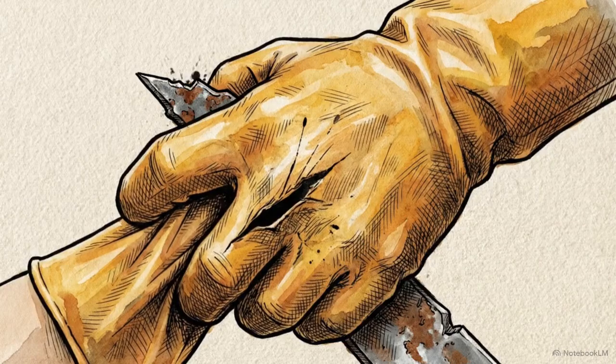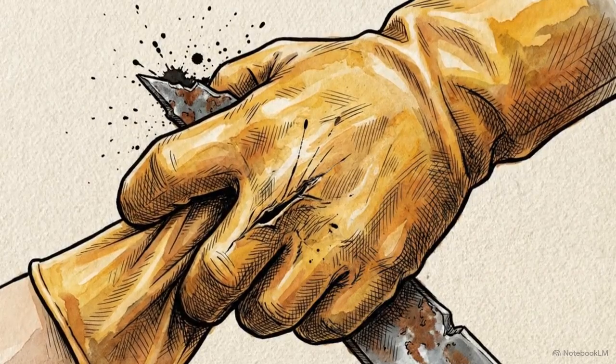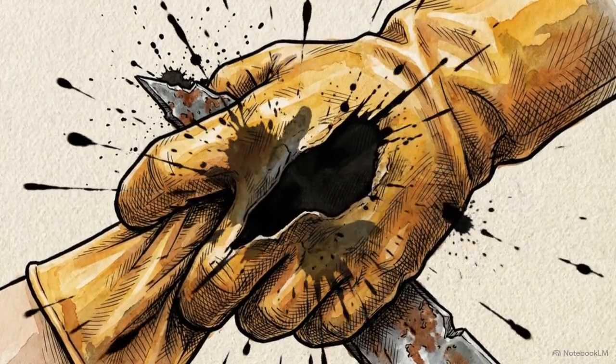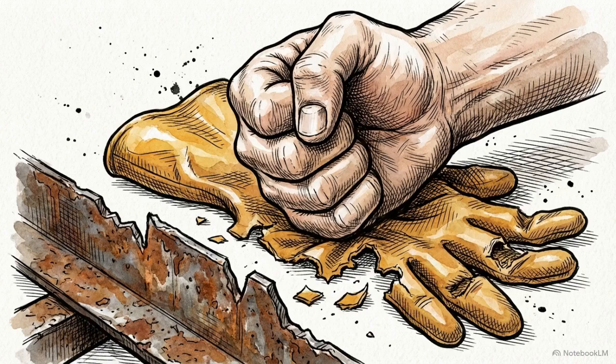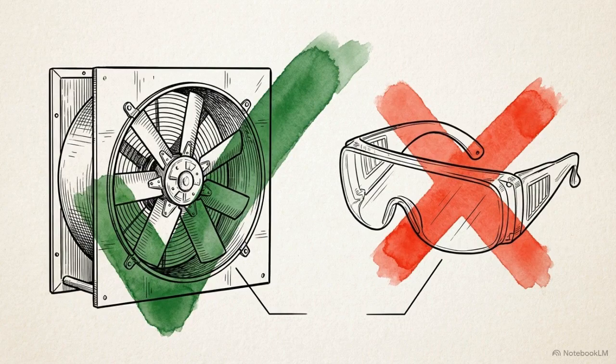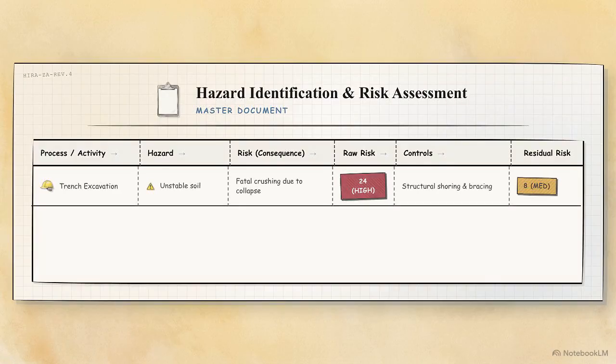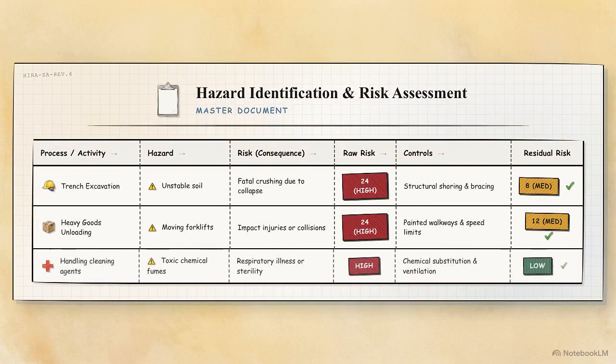PPE sits at the bottom because it cannot eliminate the hazard. A glove or face mask acts only as a fragile physical barrier. If the barrier breaks, the worker takes the full impact of the consequence. Rigorous risk management requires supervisors to exhaust the top tiers of the hierarchy before falling back on PPE. Here is our fully completed HIRA document. Quentin, Jan, and Alvina's very different environments have all been quantified using the exact same logic sequence.